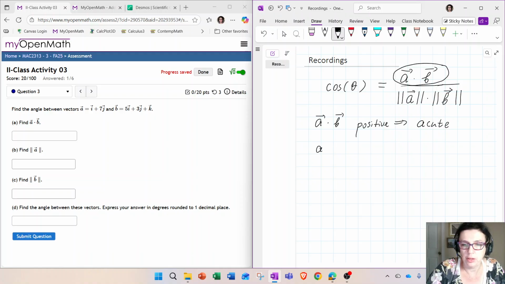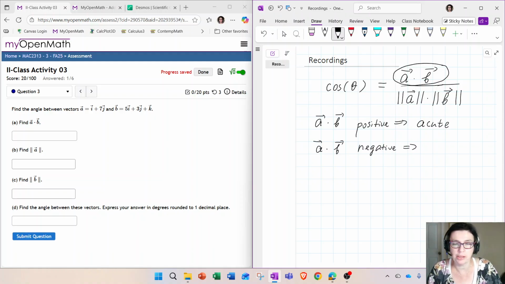If the dot product is negative, so if we computed it and we got negative, then if you remember, in the second quadrant between pi over 2 and pi, that's when you're going to have a negative cosine, because cosine is the x coordinate, right? So that means the angle will be obtuse.